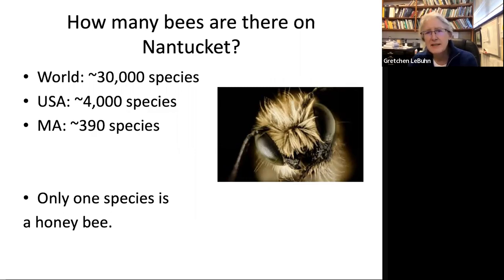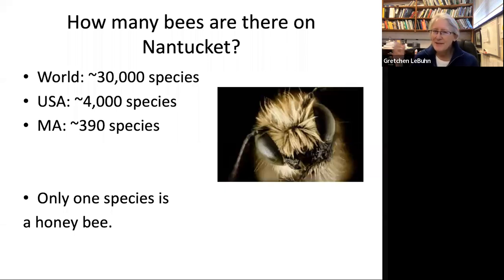And I like to point out how many there are in Massachusetts because I really think it helps put Nantucket into context. And it also helps you think about honeybees. There's only one species of honeybee. So when we talk about pollinator decline, we're not just talking about a decline in the number of honeybees. We're talking about declines in the 30,000 species worldwide, the 4,000 in the United States, and the 390 in Massachusetts.